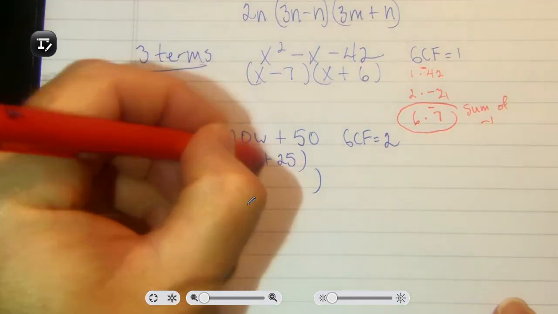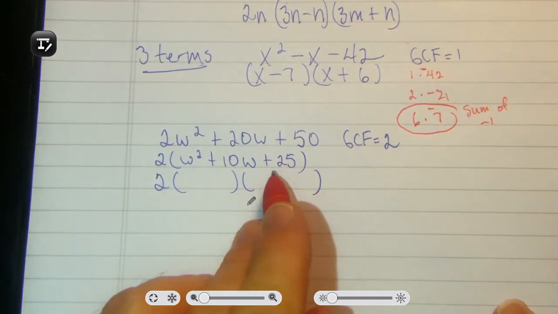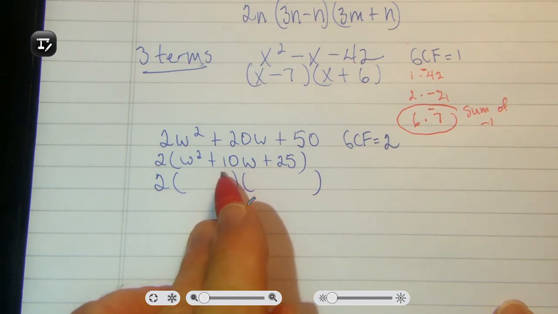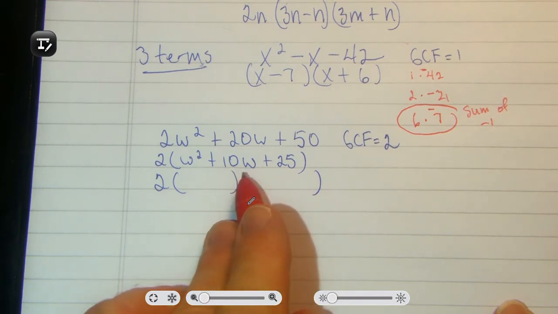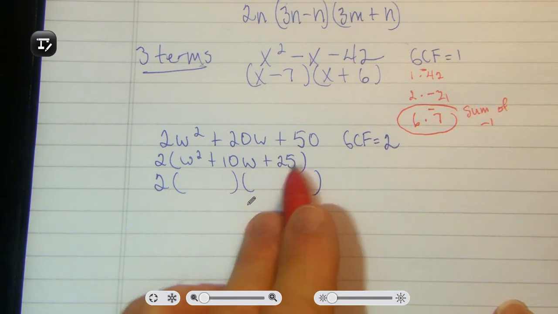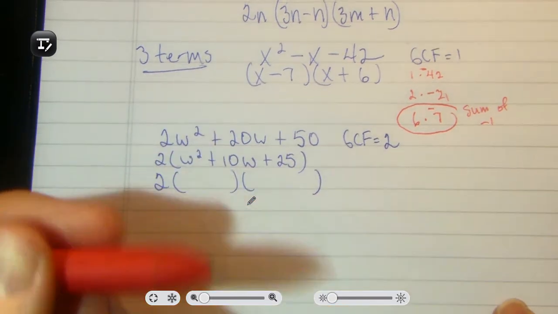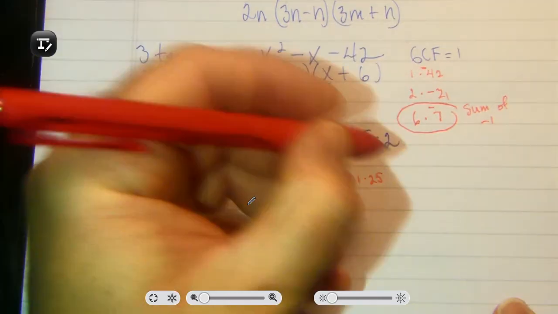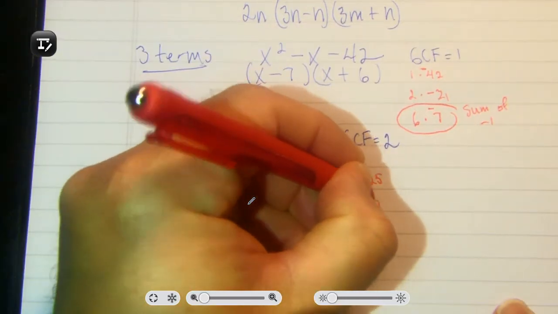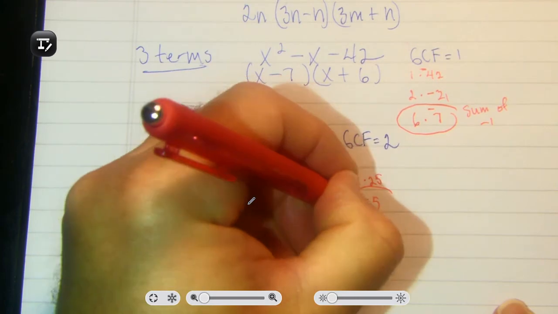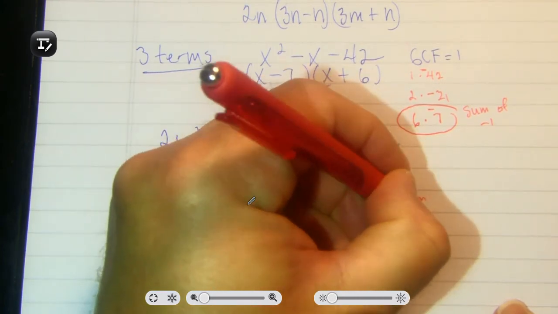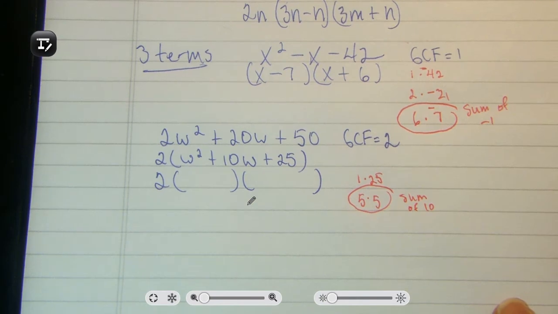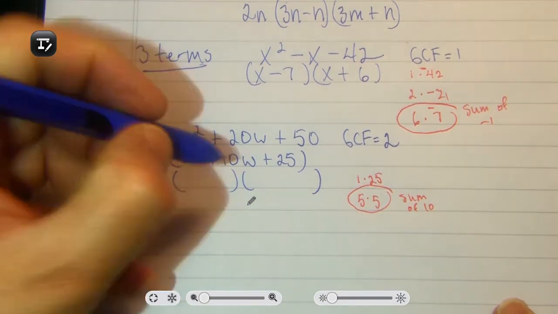What are factors of 25? They're going to both be positive or both be negative. But since the center term is positive, they'll both be positive. What factors of 25 will add to be 10? Well, I know 1 times 25, if I add those, I get 26. But 5 times 5 is 25, and that gives me a sum of 10. Right, so that's what I'm looking for.